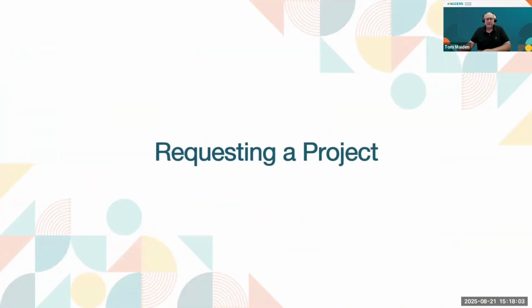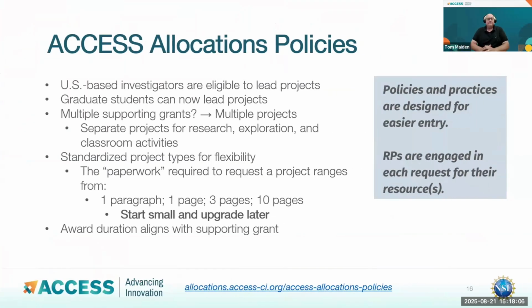Requesting a project. If you were coming into the Access program, first of all, I should mention that you need to be a US-based researcher or investigator. That does not mean that you have to have an affiliation with a US-based institution. You can have folks that are not US-based researchers on the grant, they just cannot lead the grant. So if you have a collaborator in another country, that's totally fine. You just have to have the lead investigator be from the US institution, since this is funded by the National Science Foundation of the United States.